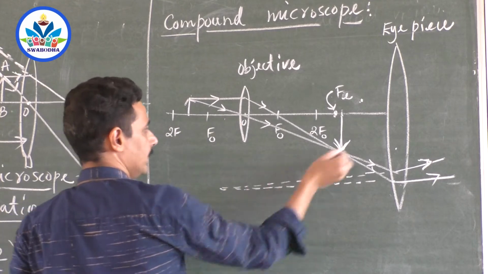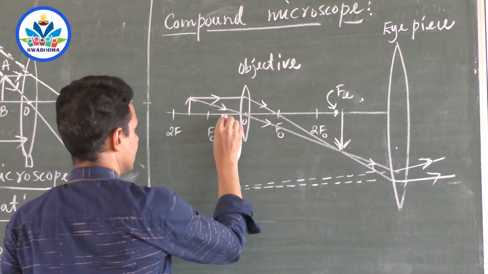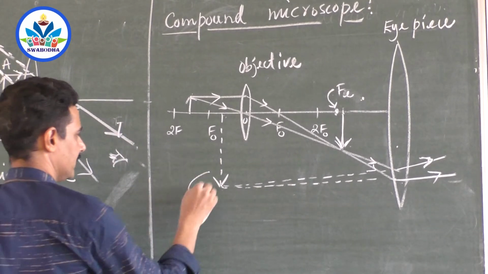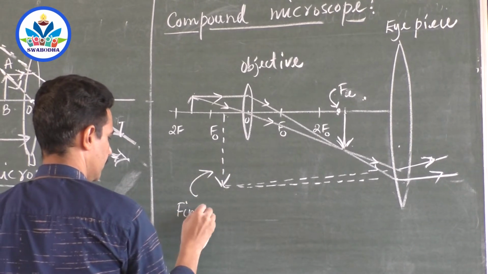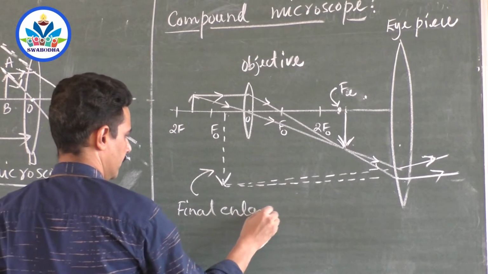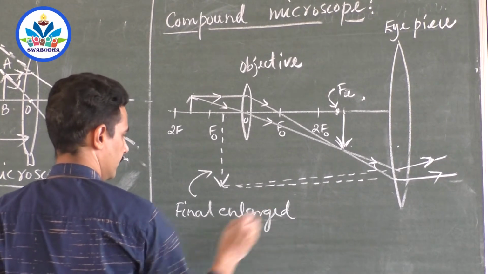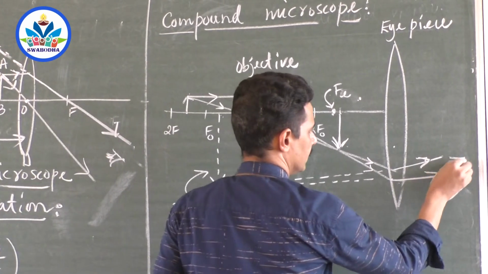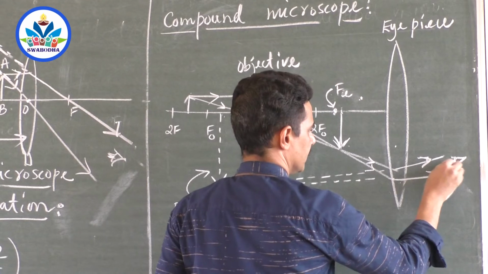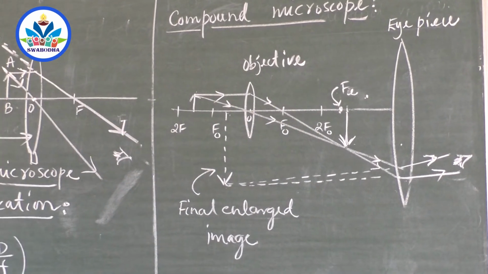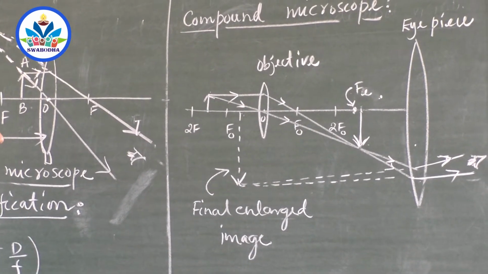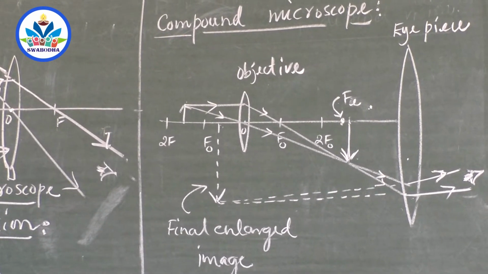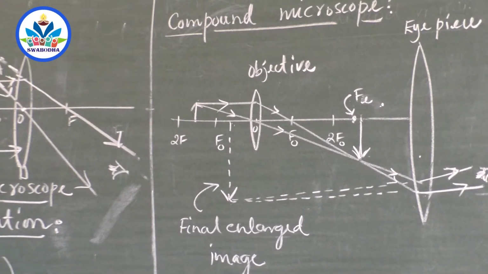So it is inverted because this is inverted. So this is the final enlarged image. And here is the position where you see the object like this. So this is the diagram of the microscope, and the derivation part of that we will see in the next class. For the time being, we will study only the ray diagram.